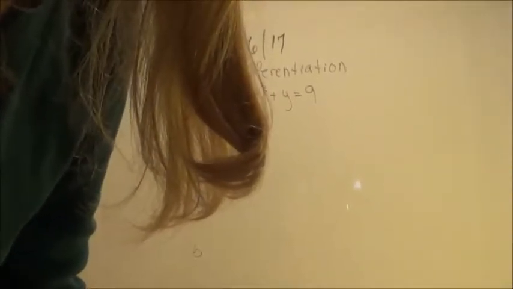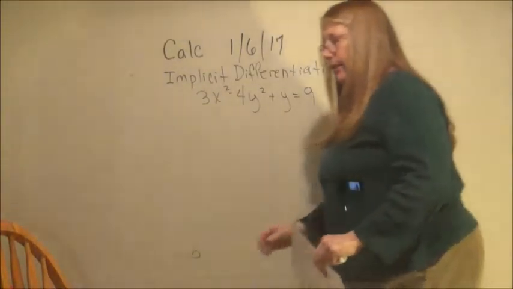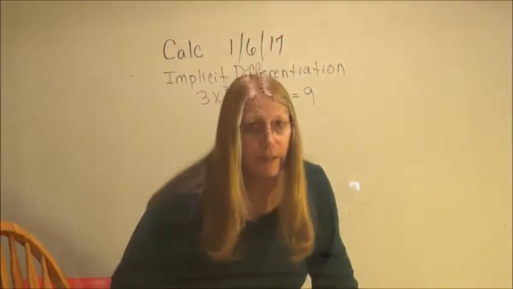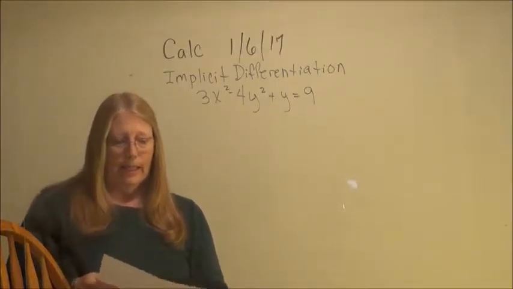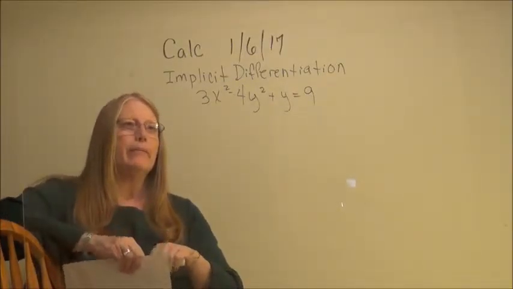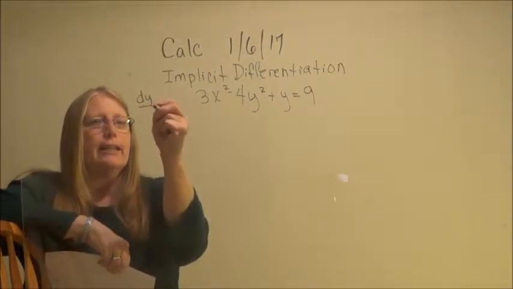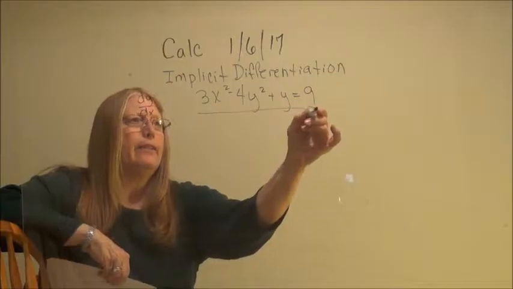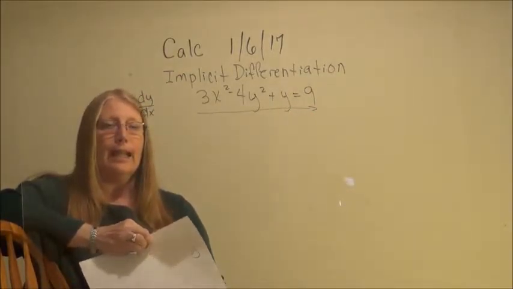Okay, Calc, we're back. Part 2. We're going to do some implicit differentiation. So write down this equation: 3x squared minus 4y squared plus y equals 9. And when I'm looking for the derivative, I'm going to find dy/dx. So I start from the left and differentiate to the right, with respect to x.